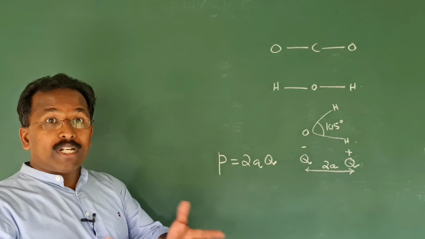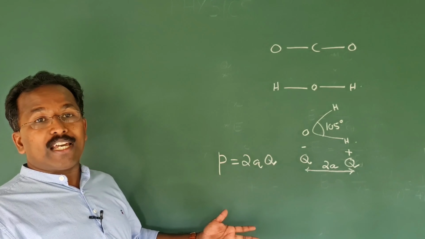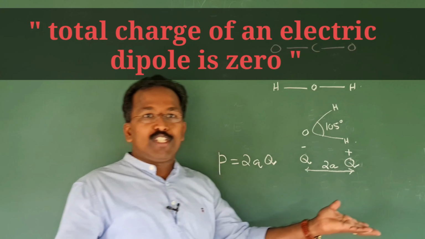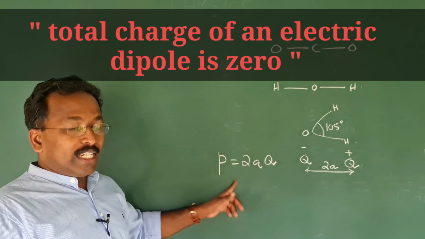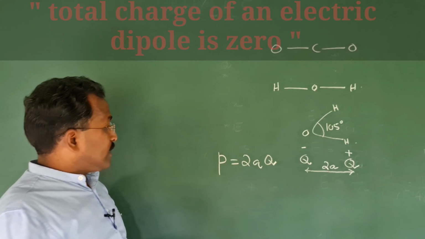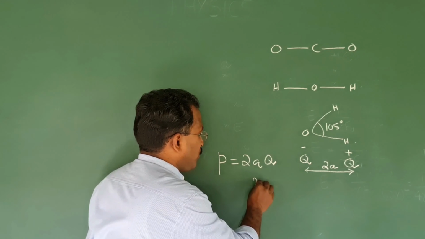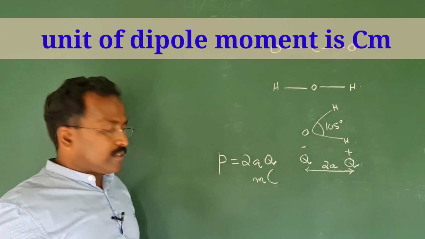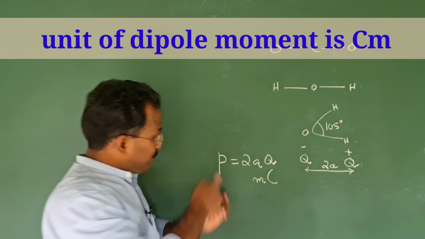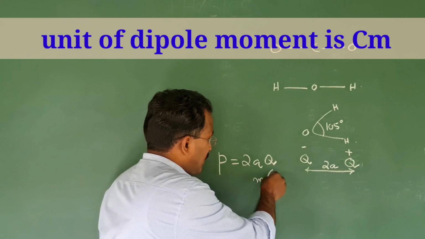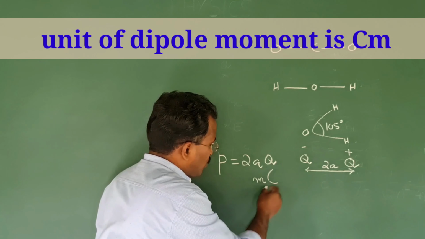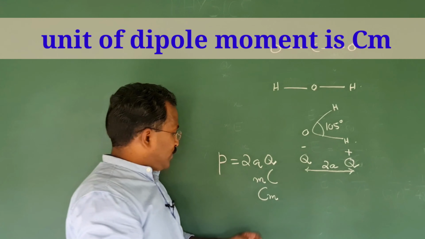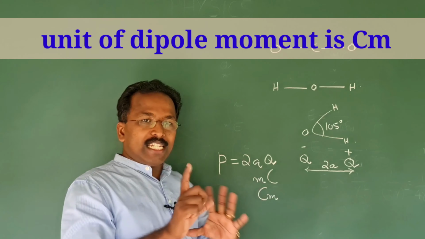If somebody asks you, as once came in the exam, what is the total charge of an electric dipole? The total charge will be minus q plus q, which is 0. So, this is dipole moment. And can you guess its unit? 2a has the unit meter, charge has coulomb. If I write mC, people may confuse it as millicoulomb. So, this should be written as Cm, and you should not confuse it with centimeter because C is in capitals.